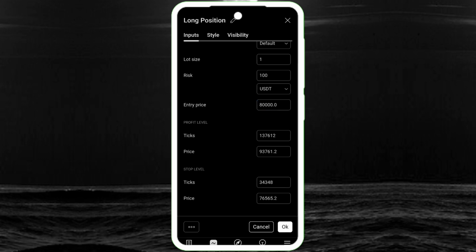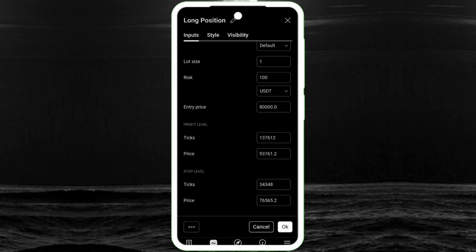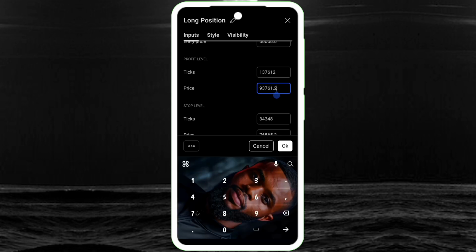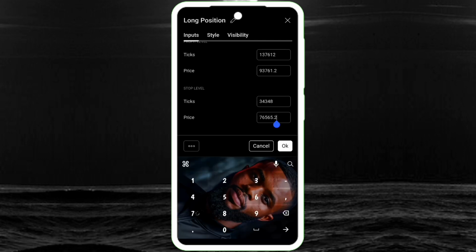Stop level is stop loss, and profit level is take profit. The first one after the entry price is the profit level. The price you see, 93,761.2, is the take profit level, so you input that there. And the stop loss, which is 96,565.2, you put it there.